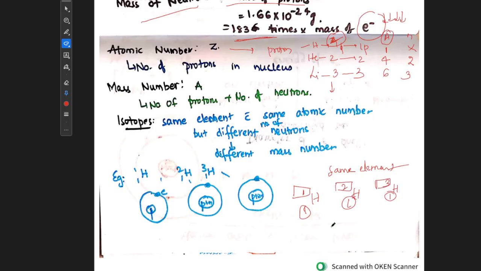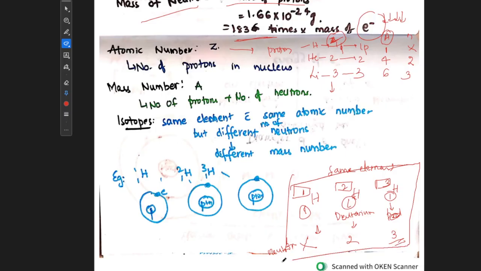Why are there different mass numbers? Because of neutrons. In hydrogen there are no neutrons. H2 is nothing but deuterium; in deuterium there is one neutron. Then H3 is tritium, which has two neutrons. So hydrogen has mass numbers 1, 2, 3. As the neutrons increase, they have different atomic mass. So isotopes are the same element with the same atomic number but different mass numbers or different neutrons.